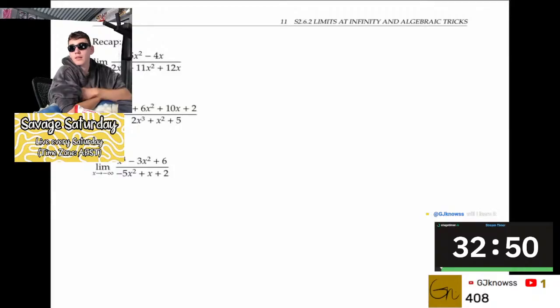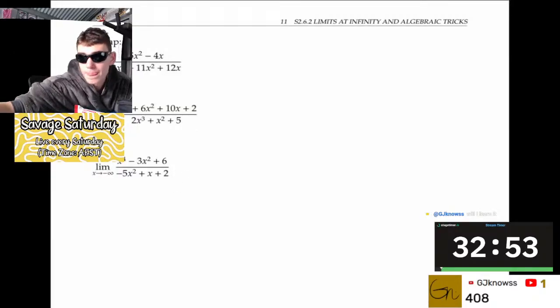Now let's look at these same 3 examples again more informally, using a heuristic to get the same conclusions. In the first example, the term 5x squared dominates the numerator because x squared is much larger than x when x is large.